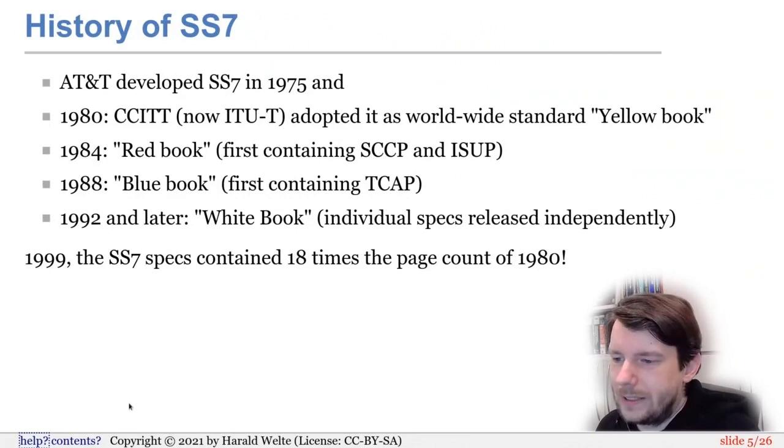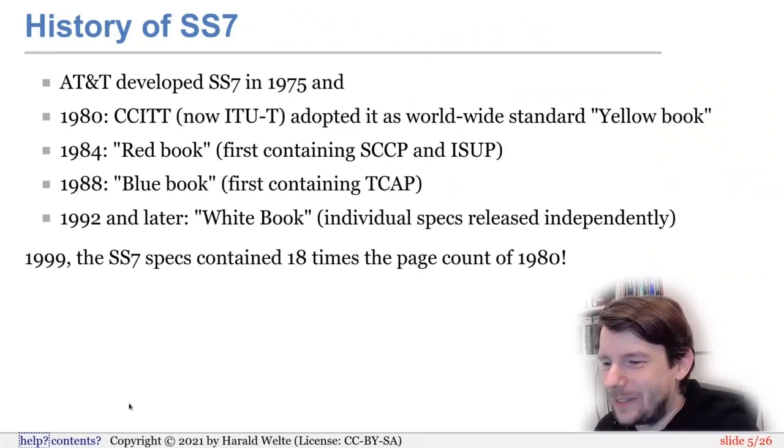Originally developed by AT&T in 1975 and first published in 1980 by CCITT. I'm not going to pronounce it. It's a French acronym. I will only do that wrong. Maybe Kevin can help with that in case anyone is interested. So it's now the ITU-T, the technical part of the International Telecommunication Union. And it was released as the so-called Yellow Book.